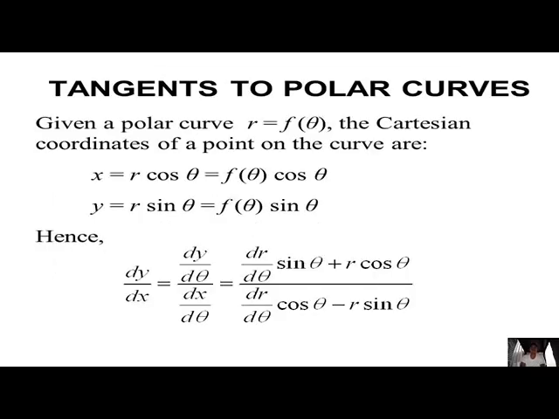Tangents to polar curves. Given a polar curve r is equal to f of theta, the Cartesian coordinates of a point on the curve are x is equal to r cos theta is equal to f of theta cos theta, y is equal to r sin theta is equal to f of theta sin theta. Hence dy by dx is equal to dy by d theta divided by dx by d theta, which is equal to dr by d theta sin theta plus r cos theta divided by dr by d theta cos theta minus r sin theta.